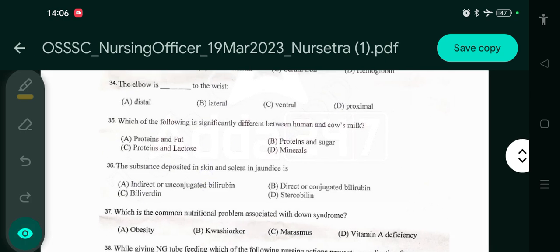Then, the elbow is dash to the wrist. It is a very common question. Elbow is proximal to the wrist, okay, near to the trunk. So it is a very common question. Next question we will go.